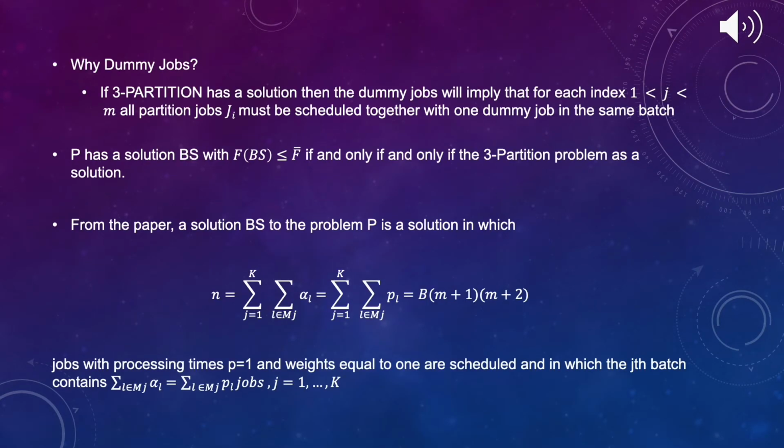So the dummy jobs are very important in that they serve as a sort of padding that allow us to reduce our 3-partition problem into an instance of our 1-machine batching problem while still satisfying all the constraints of a 3-partition problem. Now, our problem P would have a solution BS if and only if the 3-partition problem also has a solution. So the paper goes on to give us some properties of the optimal solution.